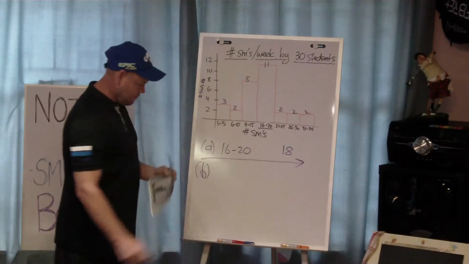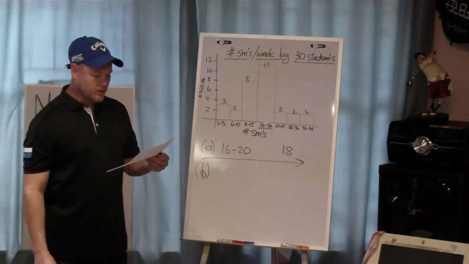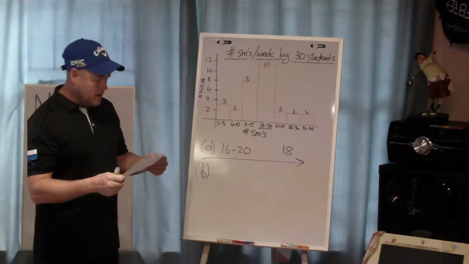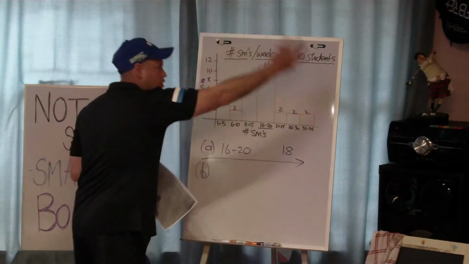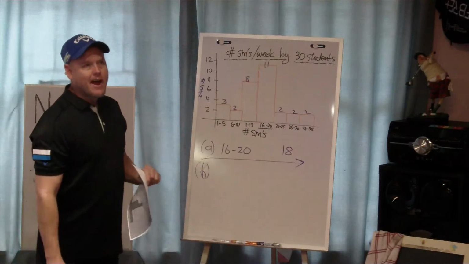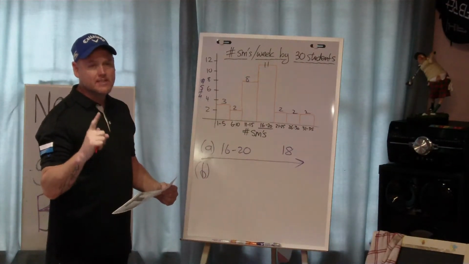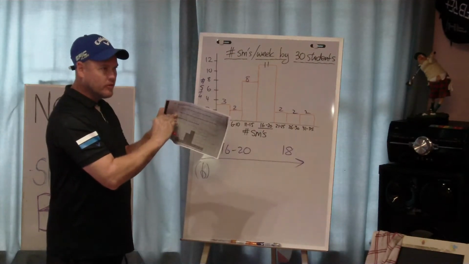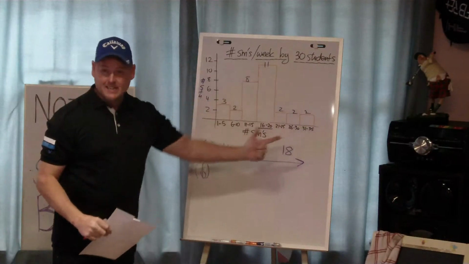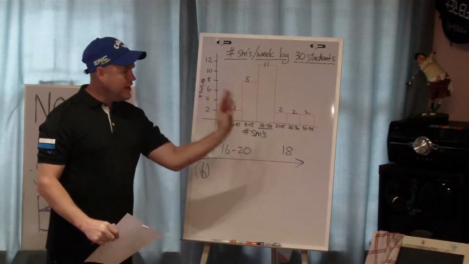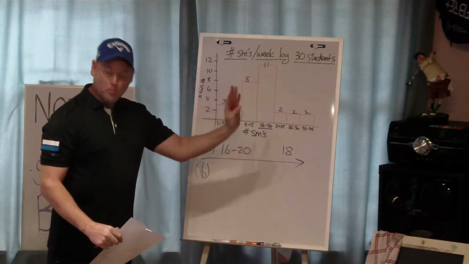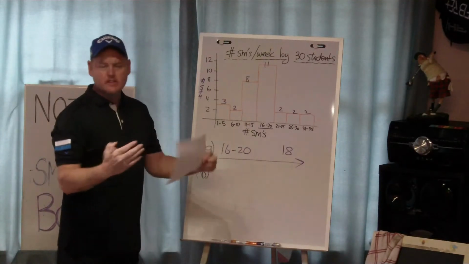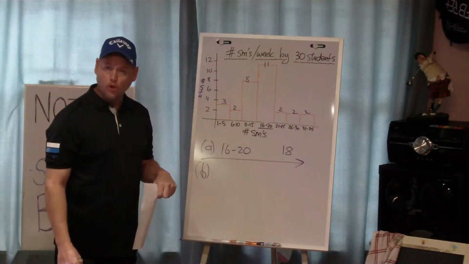B, the median interval, and hence an estimate of the median. So, if there are 30 students in this class, I'm interested in the number of SMSs sent by that 15th person. As long as it's arranged in numerical order, which it always is in the histogram, the 15th person will be your median, out of 30 people. So all I need to do is find in which interval the 15th person falls.